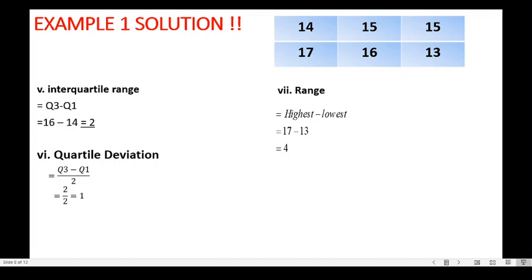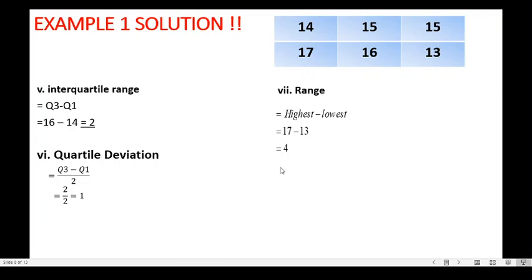How about the quartile deviation? That is the formula: Q3 minus Q1 and then you divide by 2. Since our interquartile range just now is 2, 2 divided by 2 is equal to 1. So that will be your QD, quartile deviation. That's it. That is the answer.